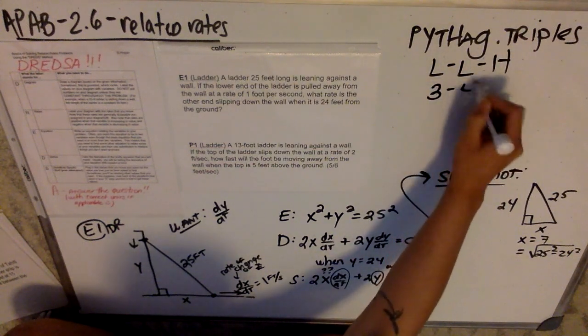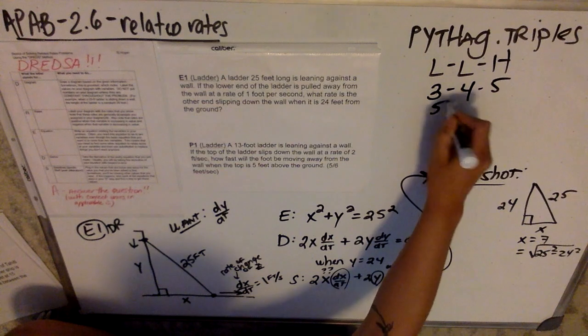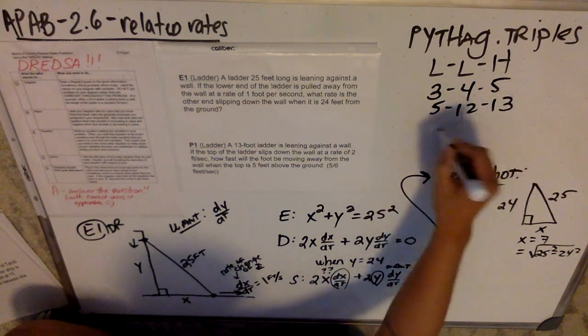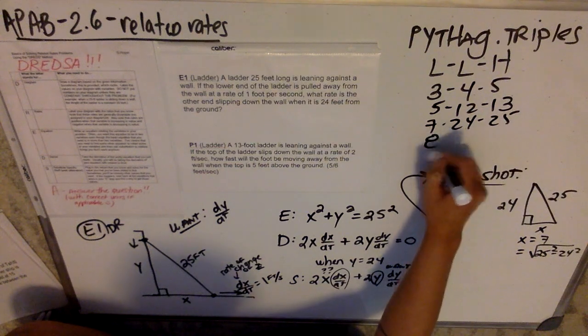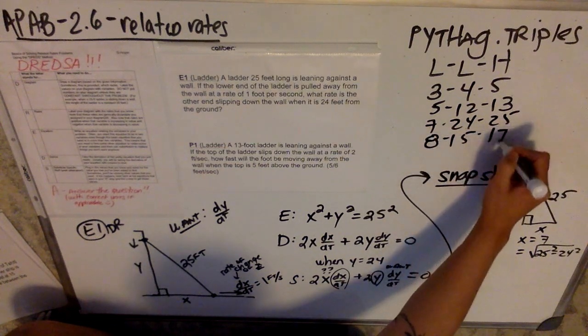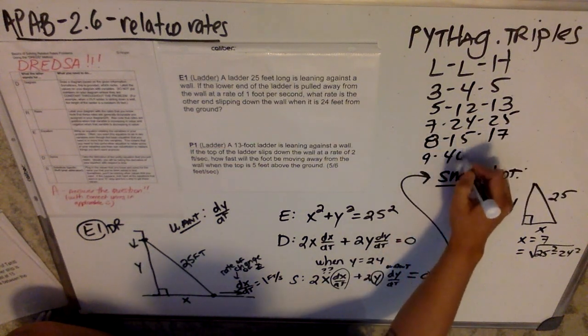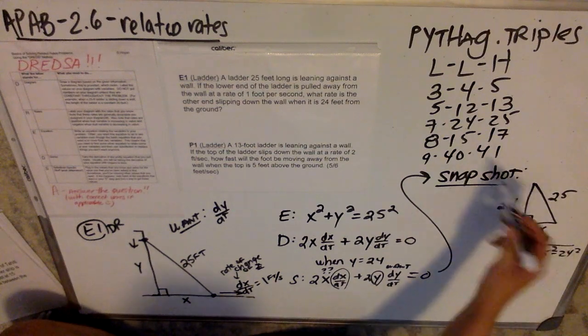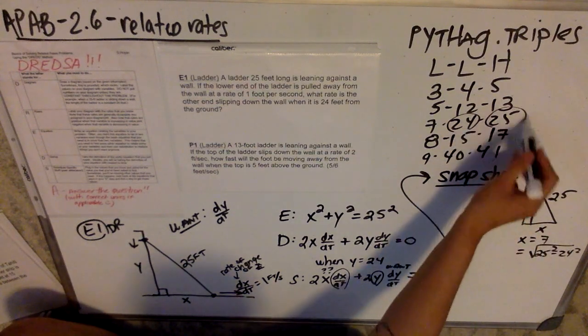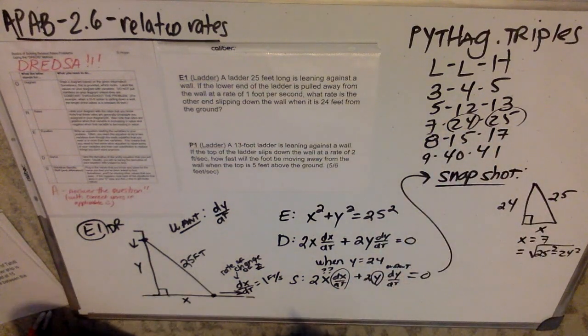So 3, 4, 5, 5, 12, 13, 7, 24, 25, 8, 15, 17, 9, 40, 41. There are others, but to be honest, those are the five that come up. So see how I had a leg that was 24 and a hypotenuse that was 25? That's why I know my other leg is 7.